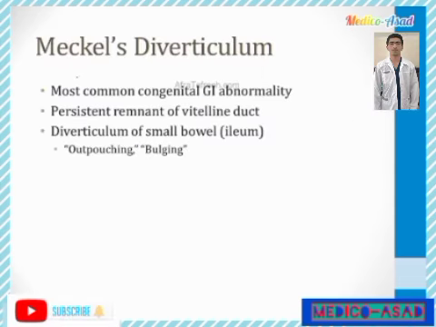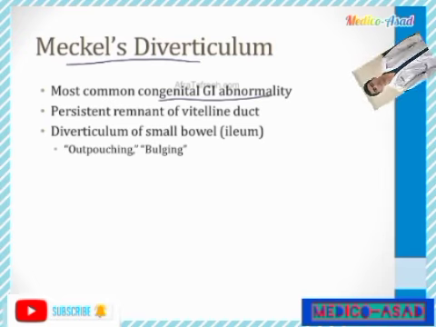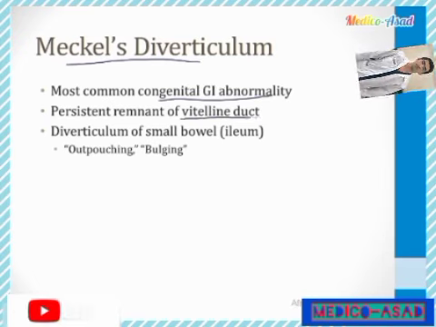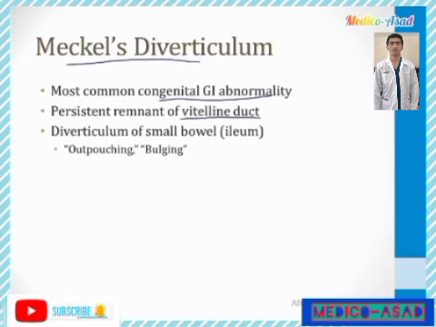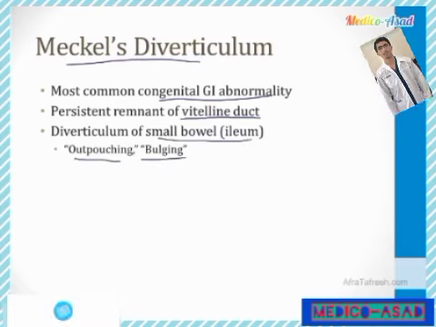The most important vitelline duct pathology is a Meckel's diverticulum. This is the most common congenital GI abnormality. It's a persistent remnant of the vitelline duct. And when you have a Meckel's diverticulum, you have a diverticulum or an outpouching or a bulge of small bowel that occurs at the ileum.